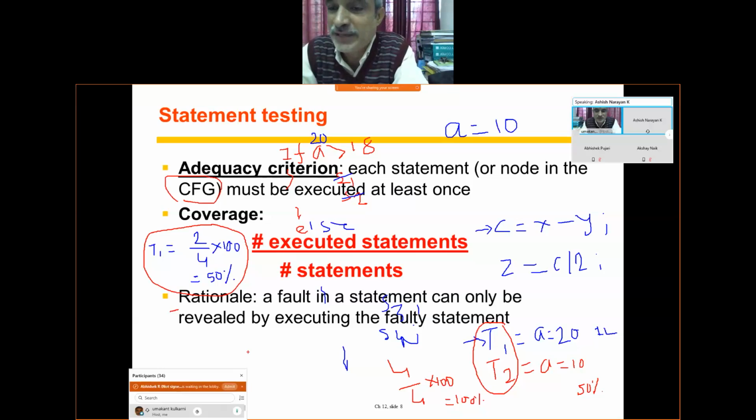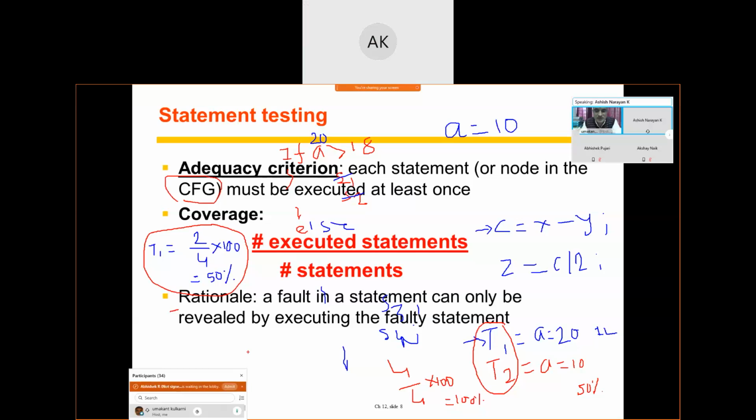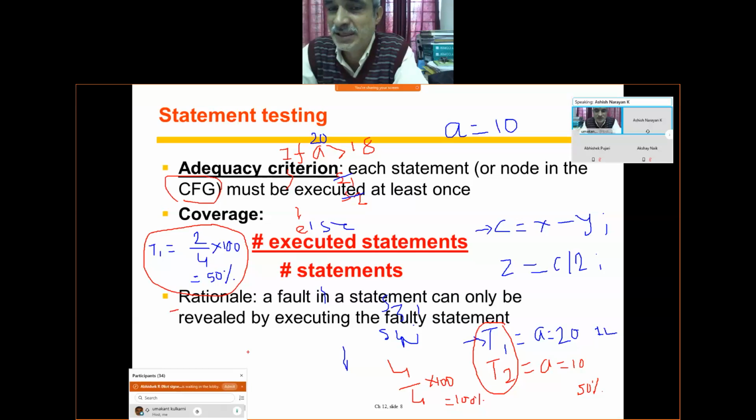For the given following program, identify the minimum number of test cases to ensure 100%. Ashish, are you collecting? Yes, sir. I'm writing.